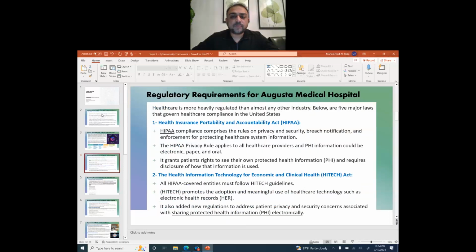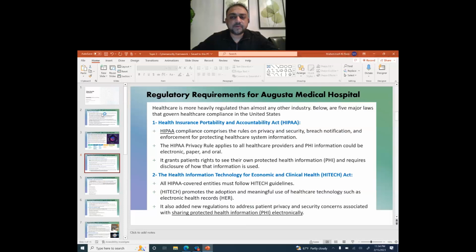For the regulation requirements for Augusta Medical Hospital System, since this is the healthcare industry, we need to follow some of the healthcare security guidelines and regulations. There are a couple of security guidelines which are important in the US. Five of them I have found, and five of them we're going to discuss.